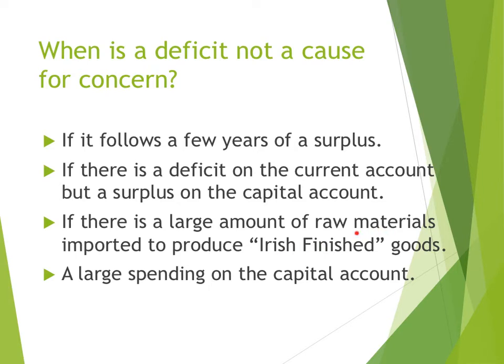If there's a large amount of raw materials imported to produce Irish finished goods, so for example, we might import clothing, and then the clothing comes to Ireland, and in Ireland they print something on the front of it and then they sell it and it's an Irish finished good. And then finally, a large spending on the capital account, if that's what's causing the deficit, that's okay. As I mentioned earlier, it could be something like purchasing the Luas tramline.